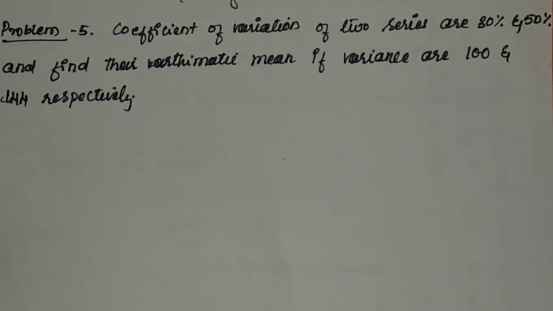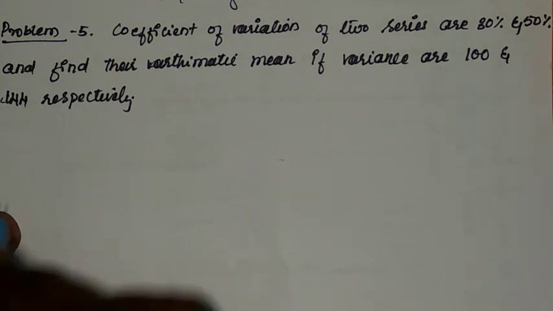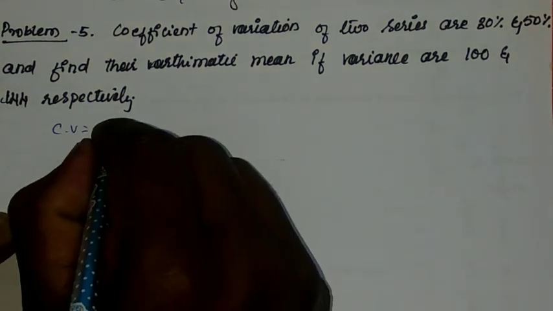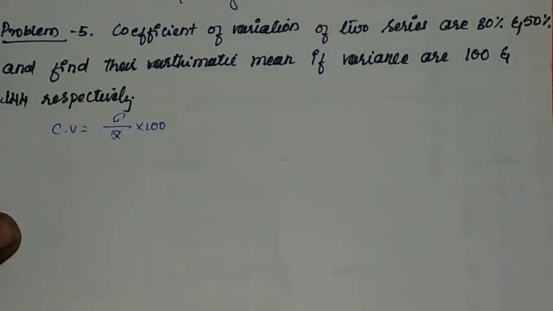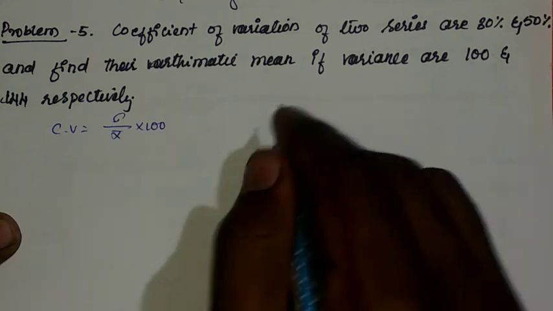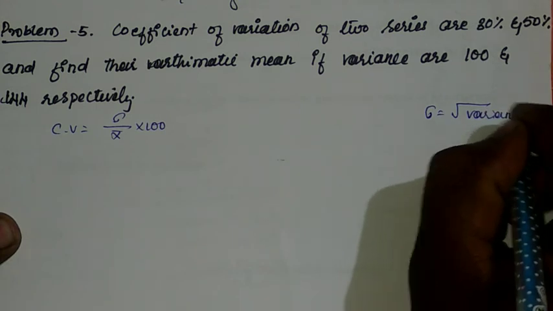And next, problem number 5: the coefficient of variation of two series are 30% and 50%. Find the arithmetic mean if variances are 100 and 144 respectively. So they ask us to find the arithmetic mean. They are given coefficient of variation and variance. The formula is CV is equal to standard deviation divided by x bar into 100. They didn't give the standard deviation, but they gave variance. So already we know standard deviation is equal to root of variance.